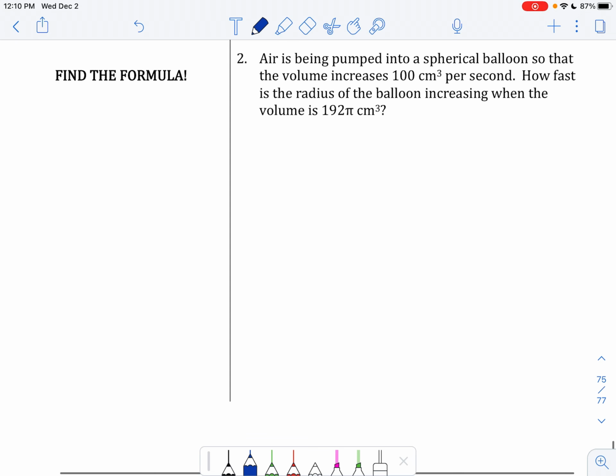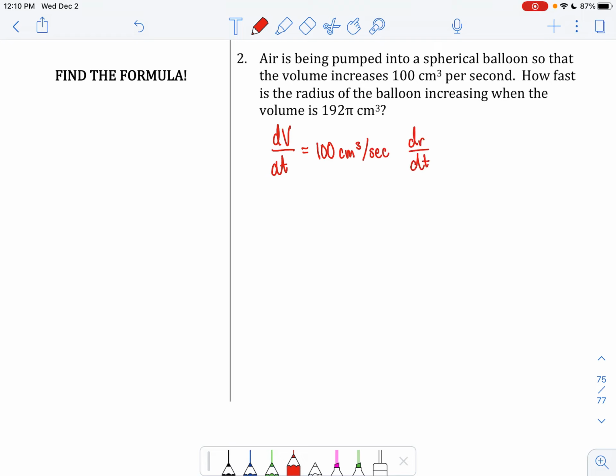Now, there might be some ones with volume which are slightly more complicated formulas. So number 2: air is being pumped into a spherical balloon, so the volume increases by 100 centimeters cubed per second. All right, there's our rate. So we know it's a related rates problem. We know that the rate of the volume is 100 centimeters cubed per second. How fast is the radius increasing?